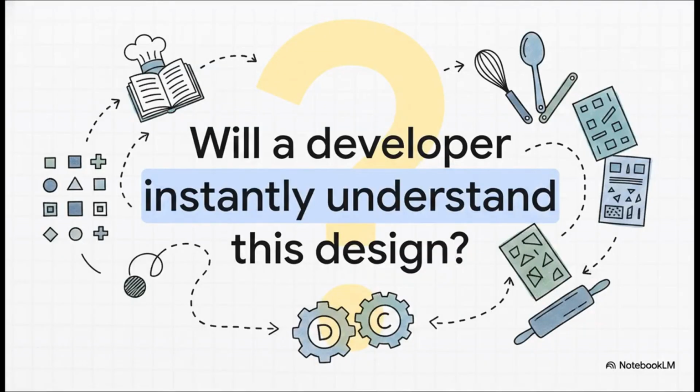So I want to leave you all with this final thought. The next time you hand off a design, or the next time you receive one to build, ask yourself, will a developer instantly understand exactly how to implement this without needing a 30-minute sync meeting? If the answer is no, then our language is broken. It is time for us to adopt a token-first shared language, align our tools, and finally let our chefs and cooks work from the exact same recipe.